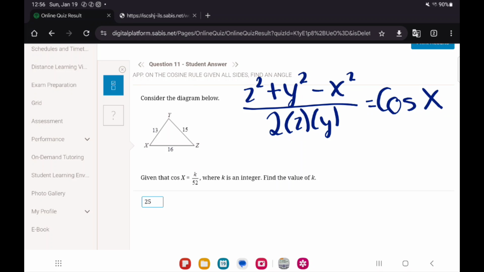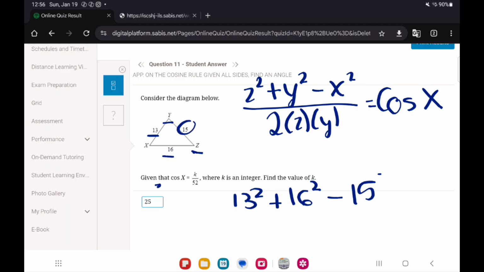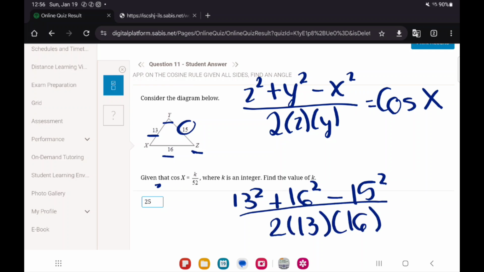So what's opposite of the big Z? Small z, so it's 13 squared, plus what's opposite of the big Y is the small y, which is 16, so 16 squared, minus what's opposite of the big X, the small x, so it's 15, so minus 15 squared over 2, 13, and 16. Just do it on your calculator again. The calculators help you so much, because you wouldn't need to take so much time solving it mentally.